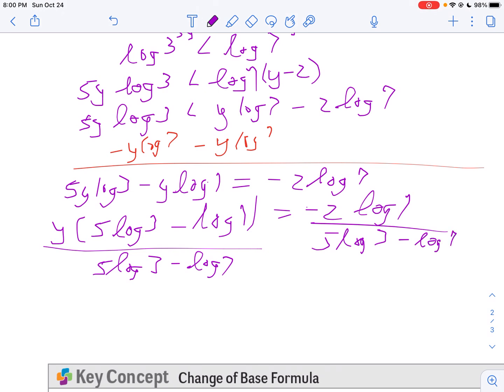And we can do that as a decimal if you want. So we're going to say negative 2 times the log of 7. Oops, it's not an equal sign though, is it? Let me change this back to an inequality here. Now the question is, what is 5 log 3 minus the log of 7? Let's find that first.